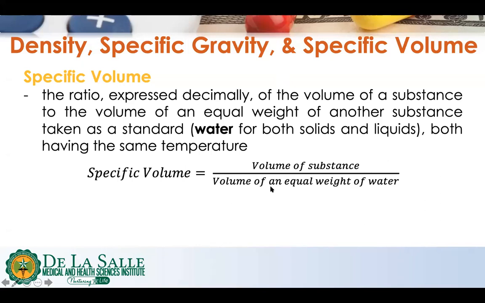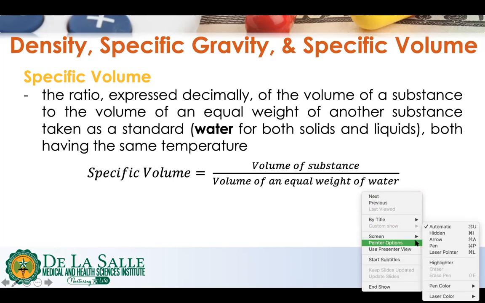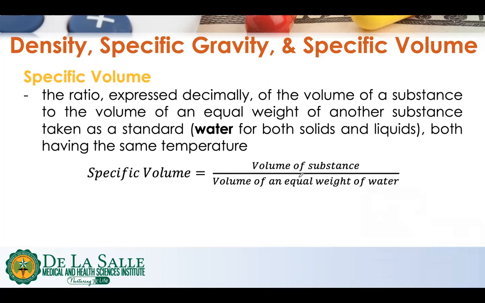The formula for the specific volume is equal to the volume of the substance divided by the volume of an equal weight of water. Now remember that because specific volume refers now to the volume of the substance and the volume of an equal weight of water, basically specific volume is the inverse quantity of a specific gravity.